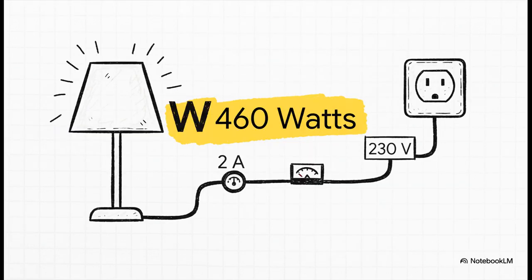And you guessed it, there's another simple formula for this. Power equals current times voltage. So if your lamp is pulling 2 amps from a 230-volt wall socket, it's using 460 watts of power. That means 460 joules of energy are being zapped from the outlet to your lamp every single second.